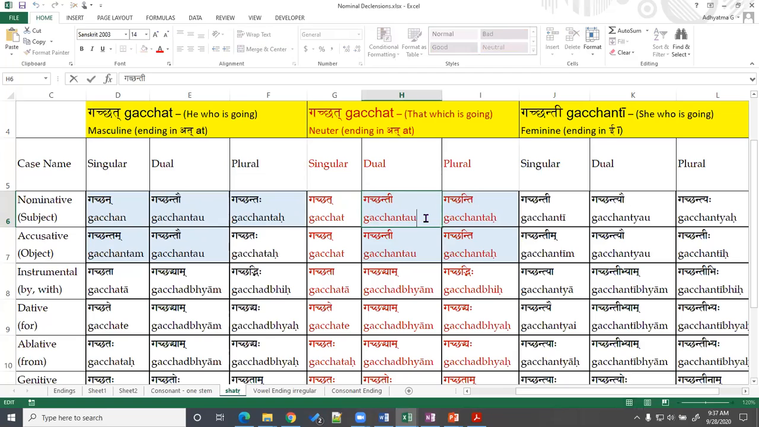Okay, so here is the correction required. Somebody said gachanti and I have said gachantau. This is the copy and paste problem. So I'll correct it. Gachanti. Thank you. So this is corrected. Gachanti.